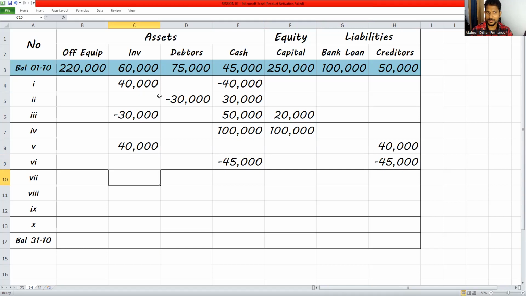Right? Good. Number 7. Paid salaries and wages 10,000. Cash minus 10,000. Cash outflow. And it is an expense. That is deducted from the equity since this payment is an expense.